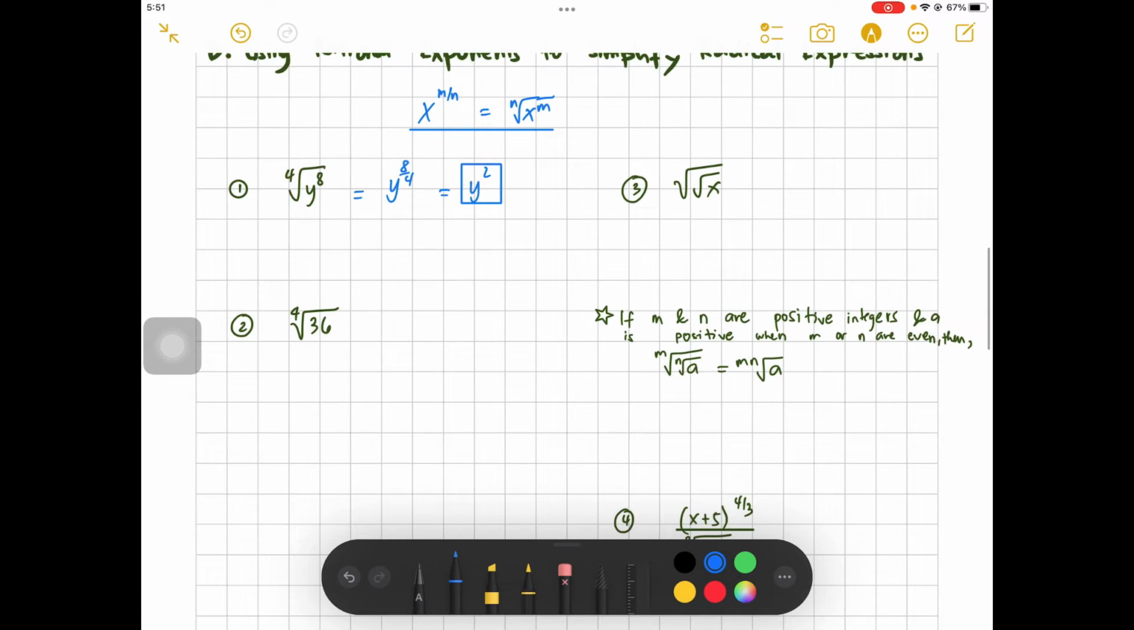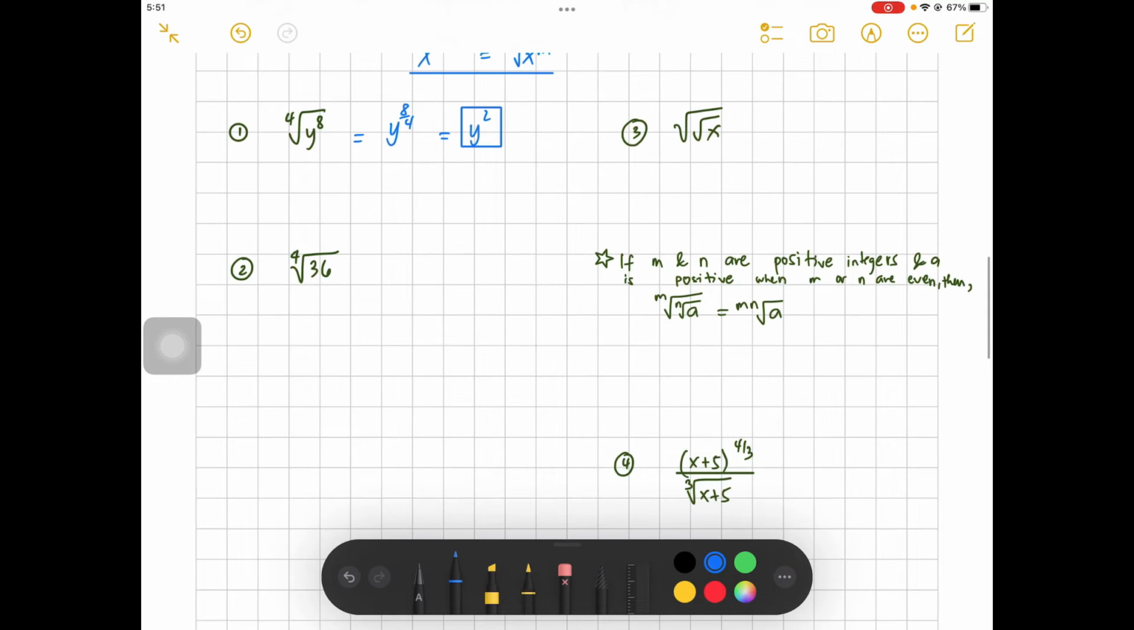Second example, 4th root of 36. Take note that 36 is not a perfect 4th power, but we can rewrite it as 36 raised to 1/4. You know that 36 is equal to 6 squared. 6 squared raised to 1/4. And then we apply properties of exponents.